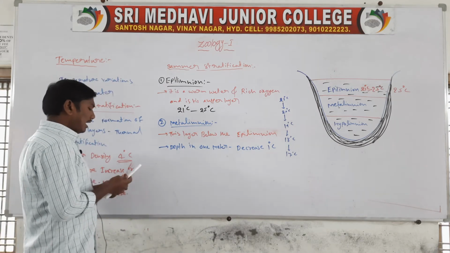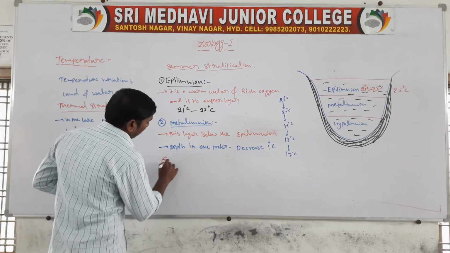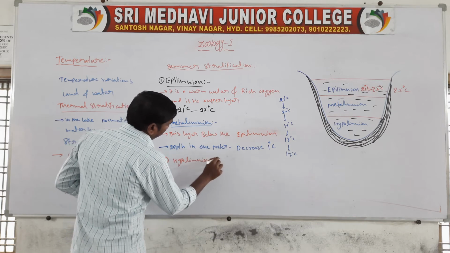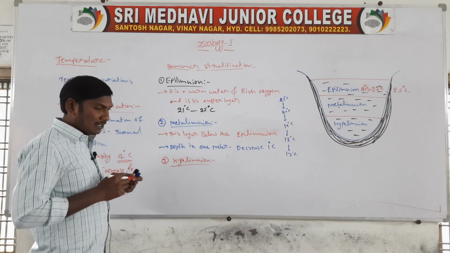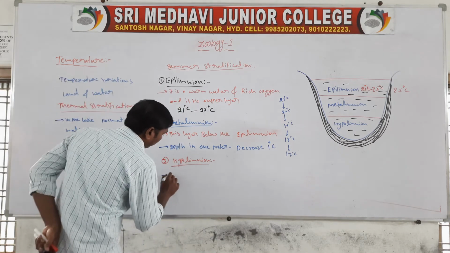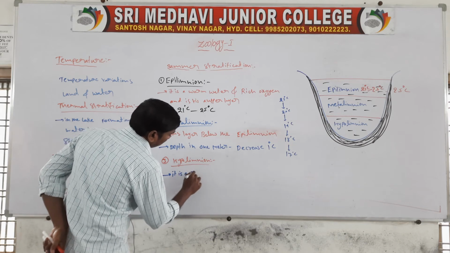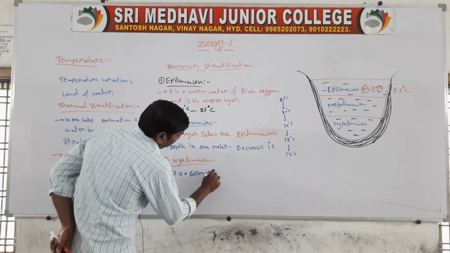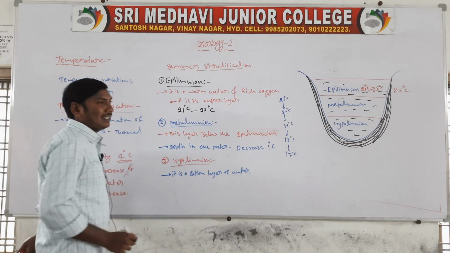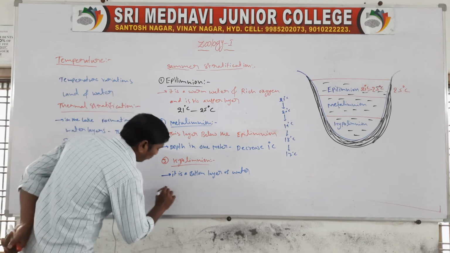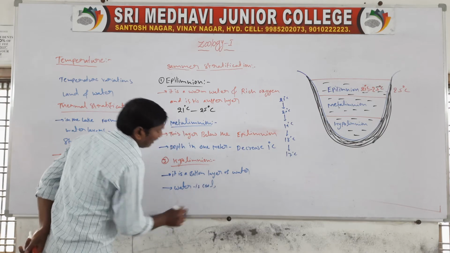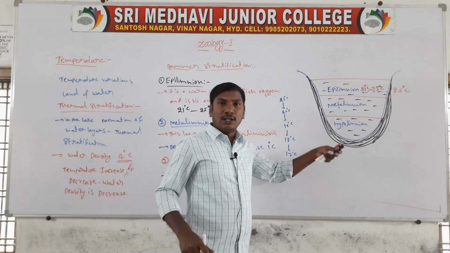Next one, third one, Hypolimnion. So, the Hypolimnion means it is the bottom layer of water. In this layer, the water is cool. So, this Hypolimnion layer water is cool water.